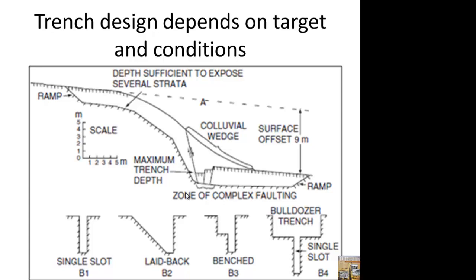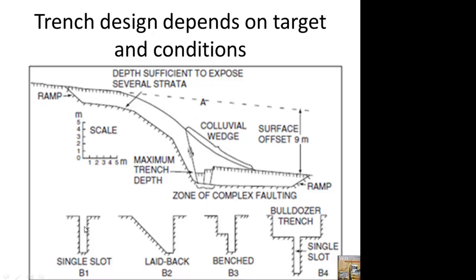So this just shows for a dip slip fault, usually you can only dig so deep, you kind of parallel the ground surface. You may have the maximum depth right around where the fault is, and then it will go out away. This ramp just means that's a ramp so you can walk out of the trench. So this would be the kind of profile of the trench.